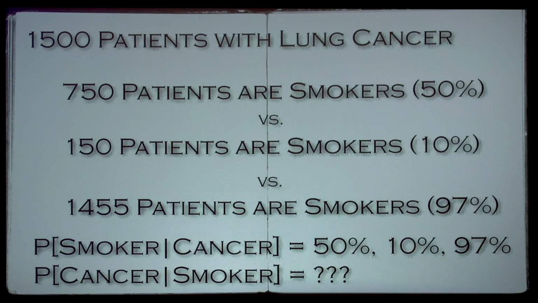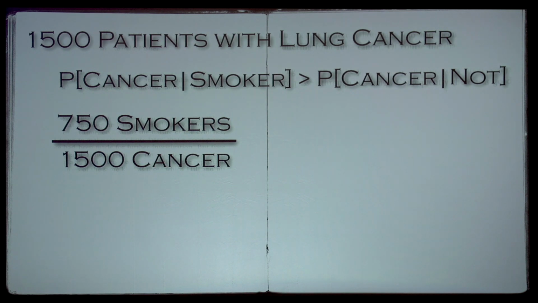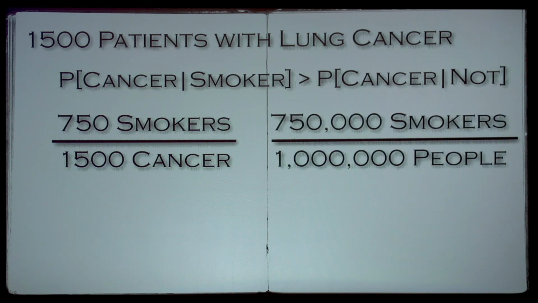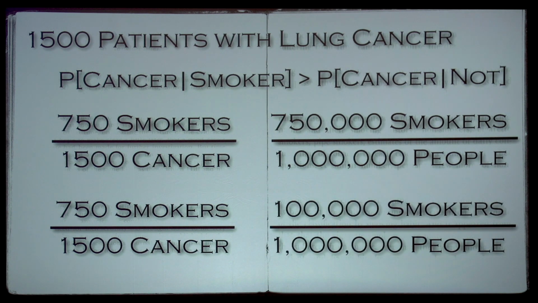So what we really want to know is, we know that, let's just make some numbers up, the probability of being a smoker, given that you have cancer, maybe 50, maybe 10, maybe 97, just playing with some numbers. But what we really want to know is the probability of getting cancer, given that you're a smoker. And what we really, really want to know is, does that increase the risk? So again, thinking about it, if there's 750 smokers out of 1,500 cancer patients, and there's 750,000 smokers out of the 1 million people in London, does that sound different than there's 750 smokers out of the 1,500, so half of them, versus only 10% of London smokes? Does that look different to you?